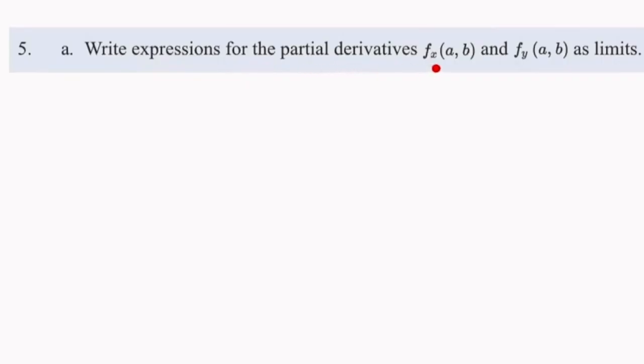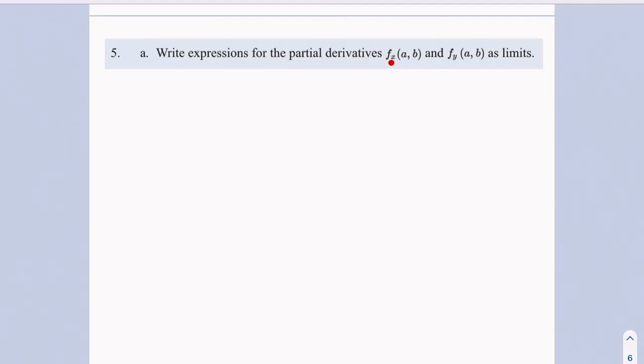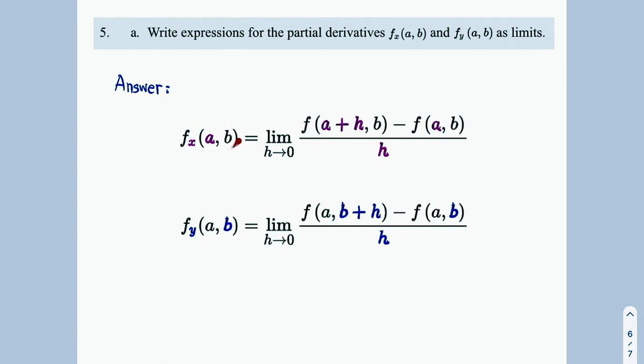Write expressions for the partial derivative with respect to x at (a, b) and the partial derivative with respect to y at (a, b) as limits. The partial derivative of the function with respect to x at (a, b) is given to be the limit of this quotient as h approaches 0. Notice that when you take the partial derivative with respect to x, the x component here will change from a to a plus h.